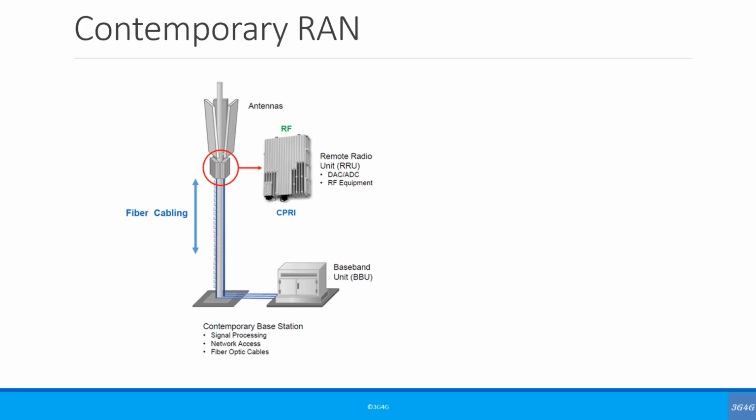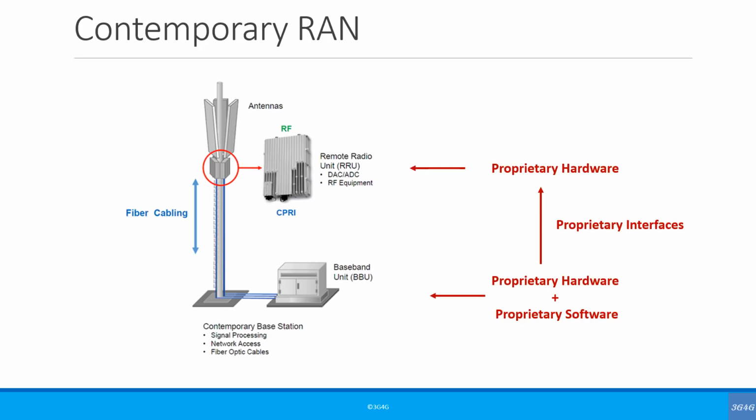In the contemporary RAN, RRU is a proprietary hardware. BBU is a proprietary hardware plus software. And the BBU is often connected to RRU with proprietary interfaces or signaling, even though it may use the CPRI protocol.